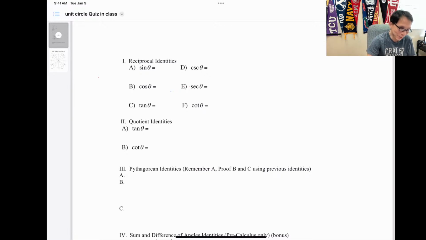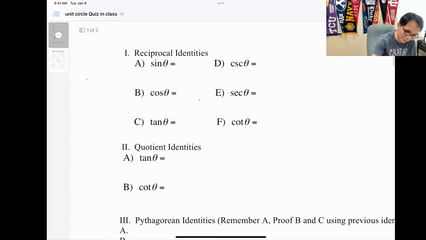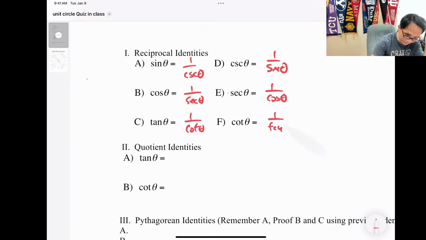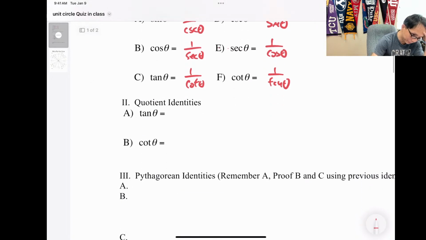All right, reciprocal identity. You guys should know this. What's reciprocal identity? 1 over what? Cosecant theta, and 1 over secant theta, and 1 over cotangent theta, and 1 over sine theta, 1 over cosine theta, and 1 over tangent theta. You guys got that? Understand all those? Those are easy points. Easy points.